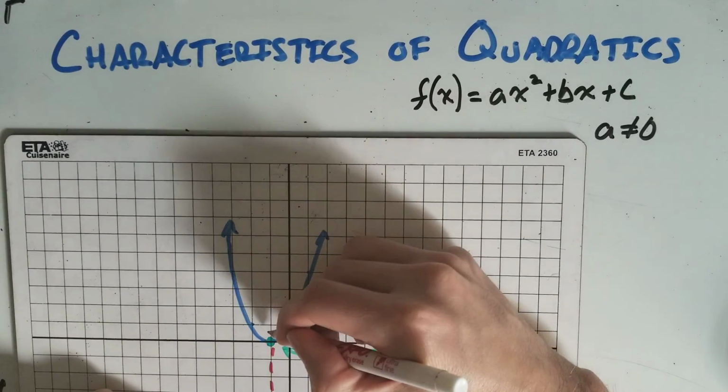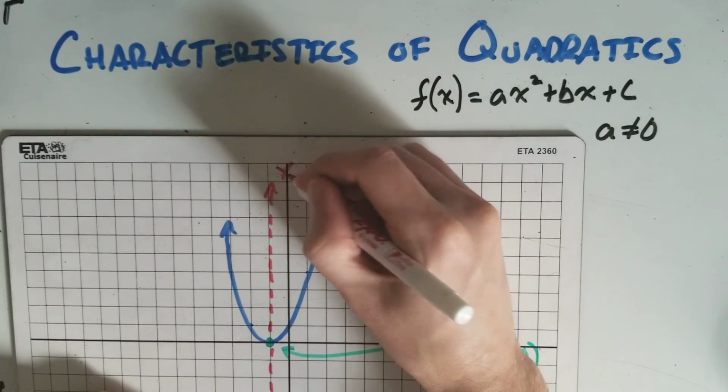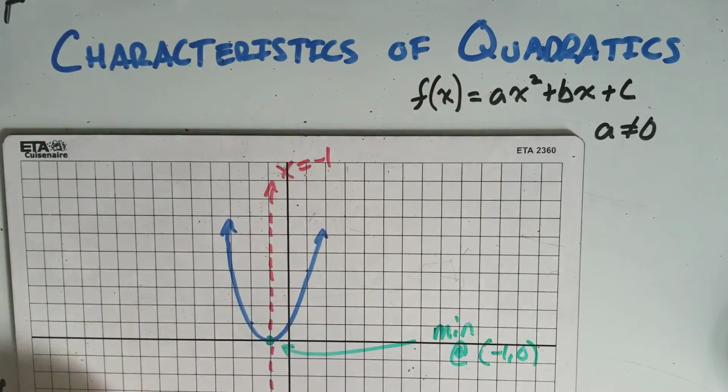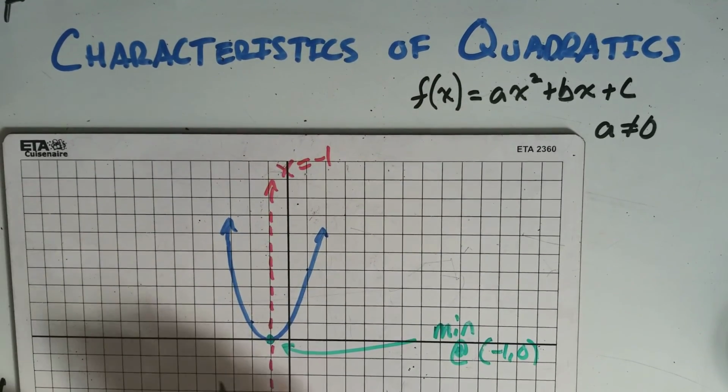So let's go ahead and go through the vertex. And it would be the line x equals -1. It's a vertical line here. And what's special about the axis of symmetry, I'll show us with our next one.